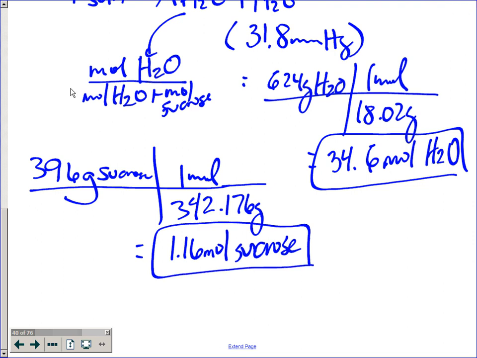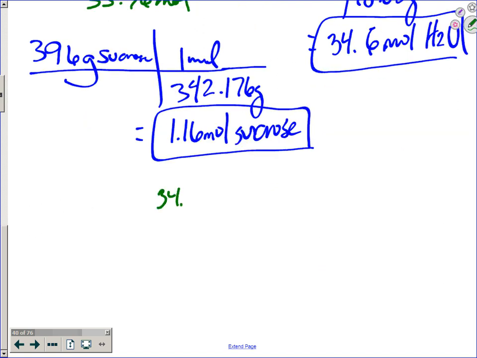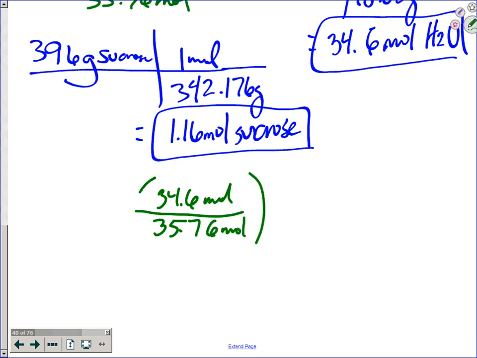So 34.6 moles of water over 35.76 moles. What's that fraction? Actually, it doesn't really matter. You can just plug it in. Plug in this fraction times the vapor pressure, or the original solvent pressure. Vapor pressure. What's that? 31.